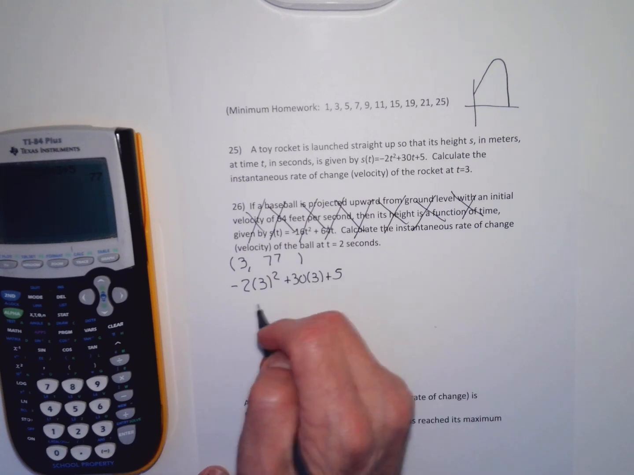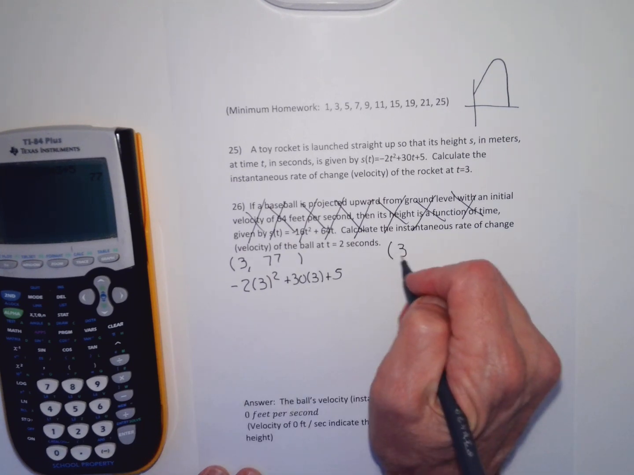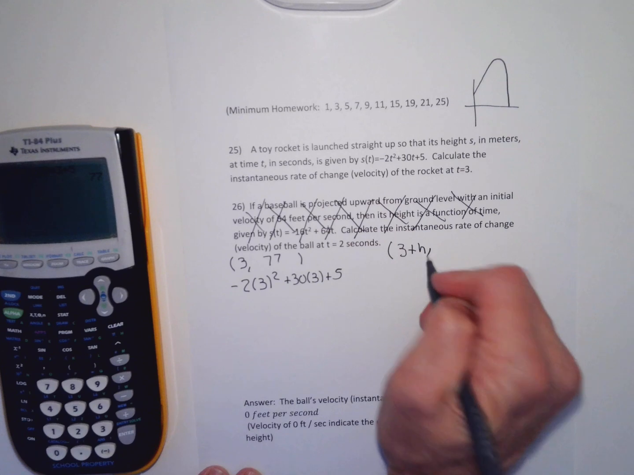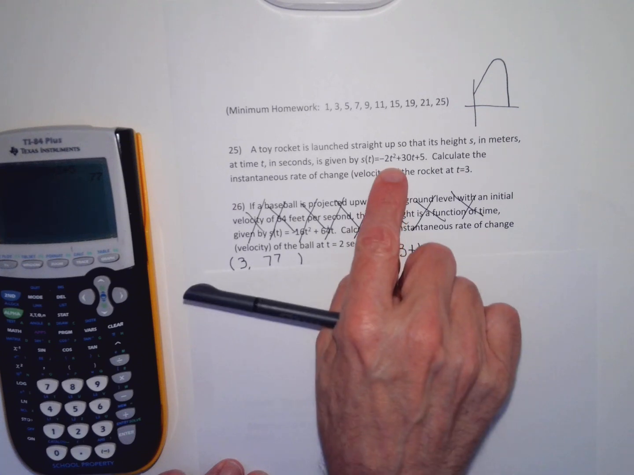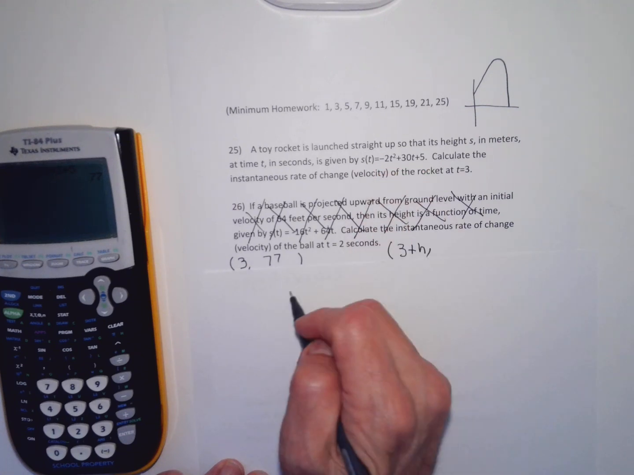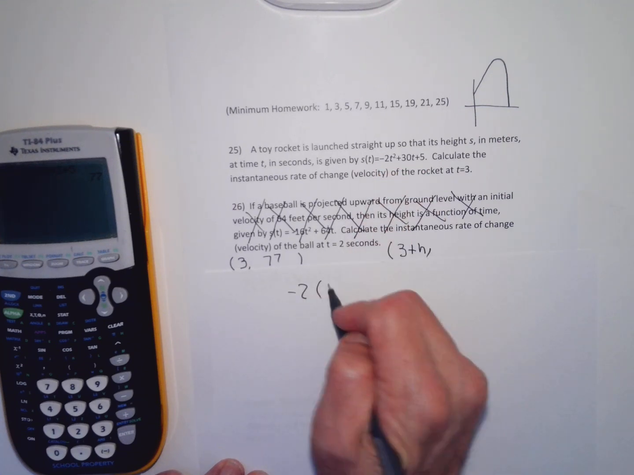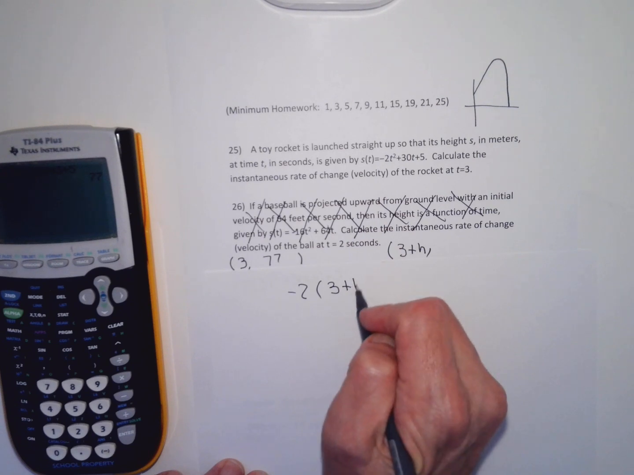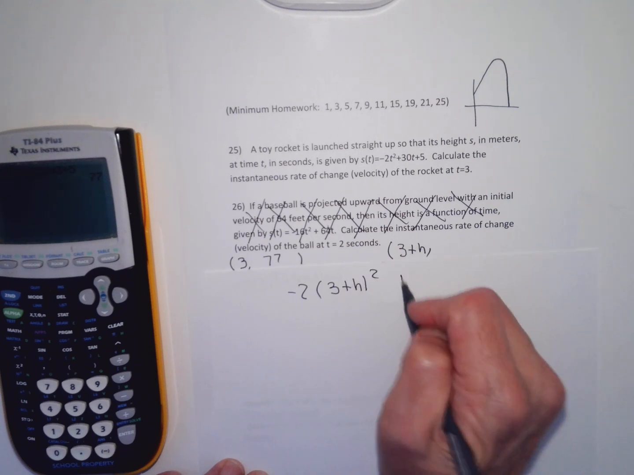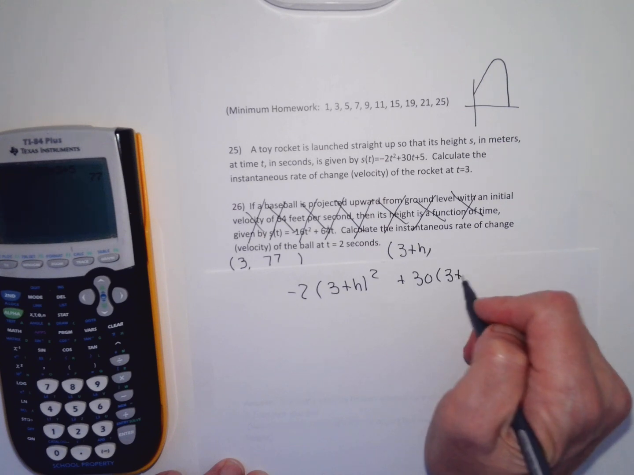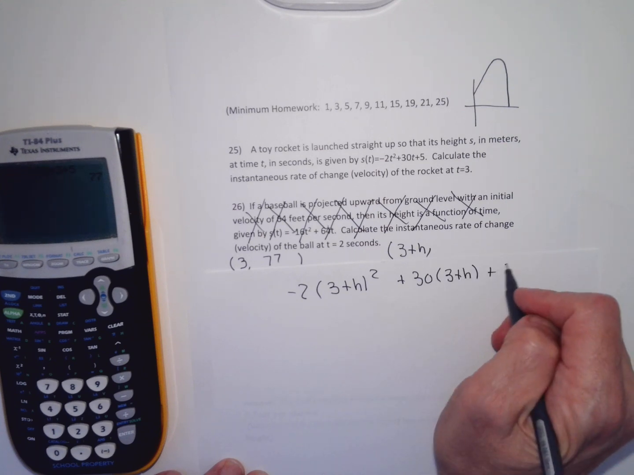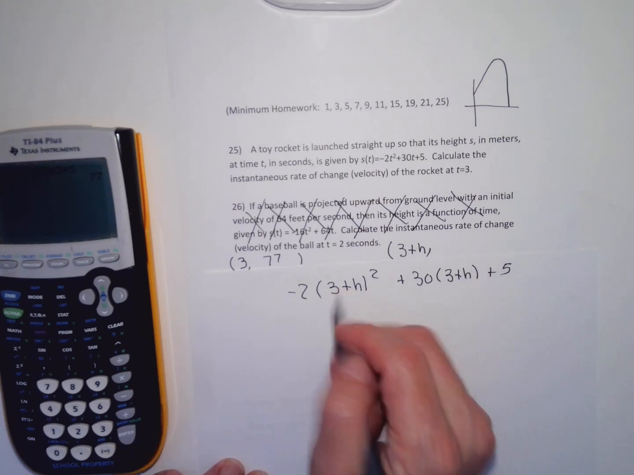The second point, its x needs to be 3 plus h, and its y I'm going to do on another sheet of paper because I don't think I have enough room to do that. Its y I get by plugging 3 plus h in for each of those. So I'm going to go negative 2 times 3 plus h squared plus 30 times 3 plus h plus 5. Work on the parentheses first.